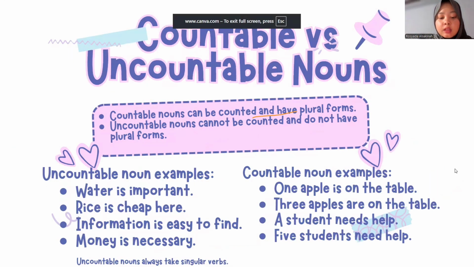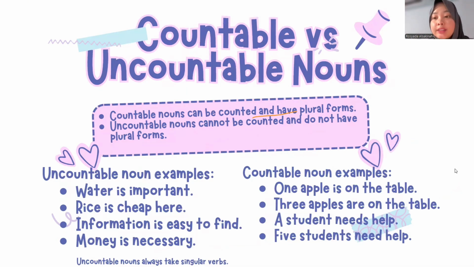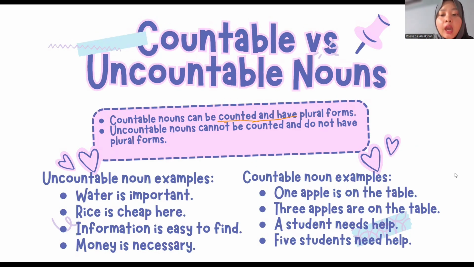Okay, next. Countable versus uncountable nouns. Now let's talk about countable and uncountable nouns. Countable nouns can be counted and have plural forms. Uncountable nouns cannot be counted and do not have plural forms.